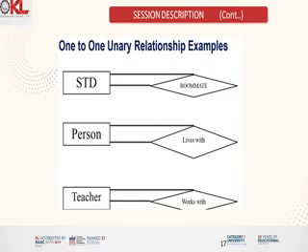Next, binary. Now let us see some more examples, such as roommate. Here, student and roommate have the same relationship: a person lives with another person. Teacher works with teacher, colleagues, teachers. These are the unary relationships.